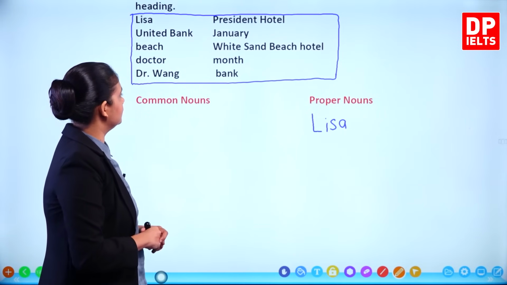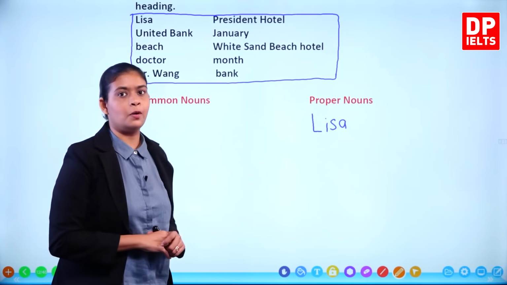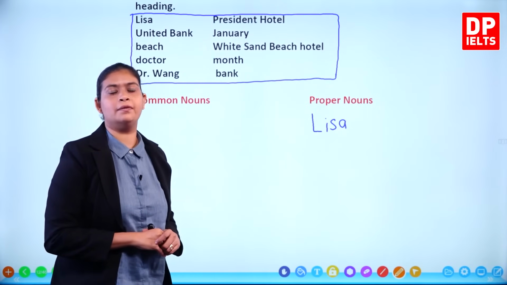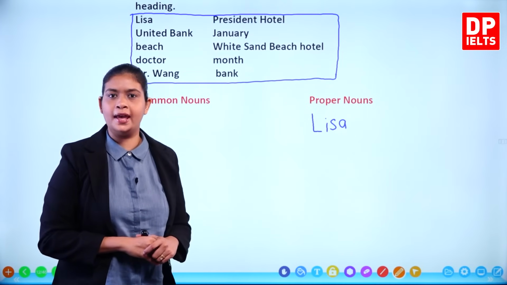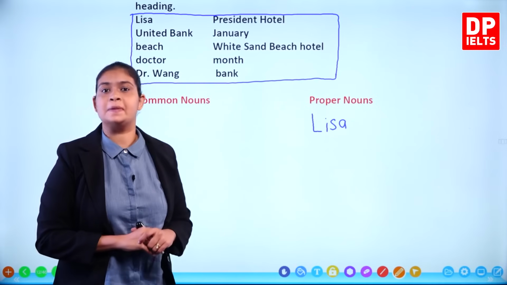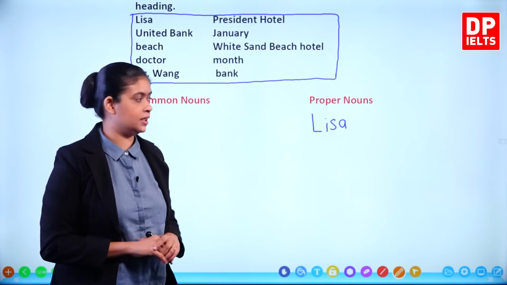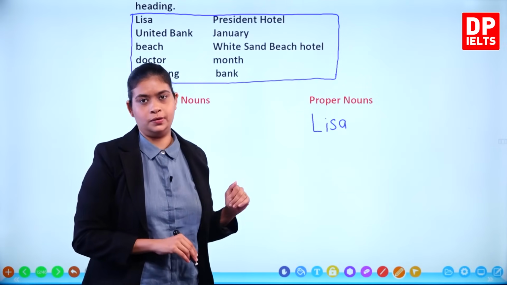United Bank is a specific name of a bank. Just like we have here Sampath Bank, People's Bank, okay? It is specific and therefore it is a proper noun.